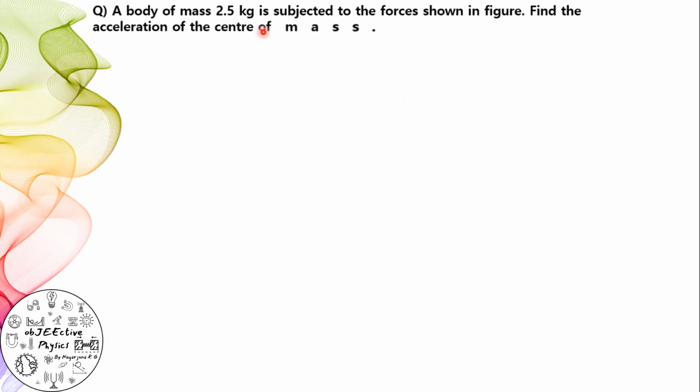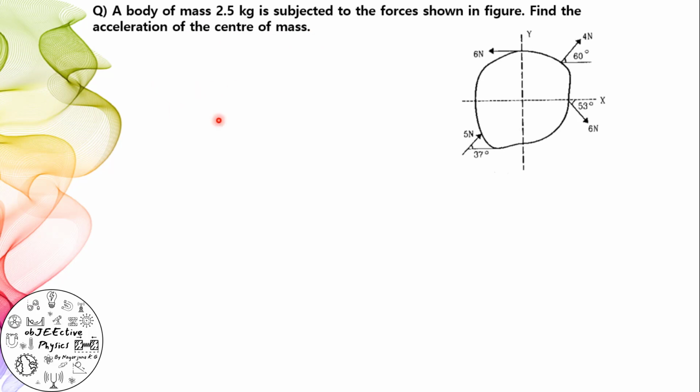A body of mass 2.5 kg is subjected to the forces shown in the figure. Find the acceleration of the center of mass. There is the solution as well as the diagram. First observe the diagram here. A body of mass 2.5 kg is subjected to 4 different forces. One by one, we will observe the forces. Here the vertical dotted line is the y-axis and the horizontal dotted line is the x-axis.